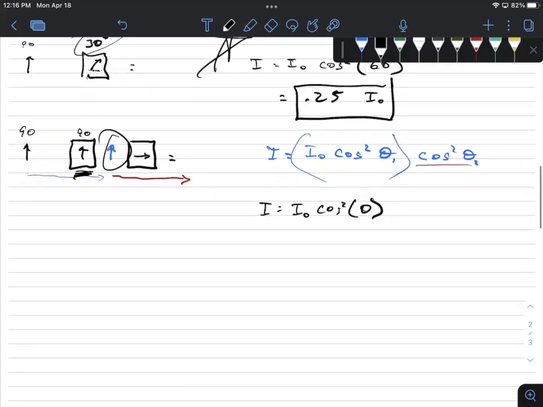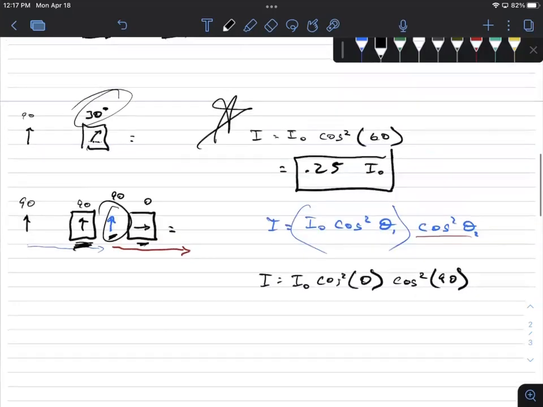But anyway, now we have the light that got through the first filter. Now it has to get through the second. So cosine squared of what? This light and this filter. Well, this light is 90. This filter is 0. So I'm at 90, trying to get through 0. 90 minus 0 is 90. And there we go.